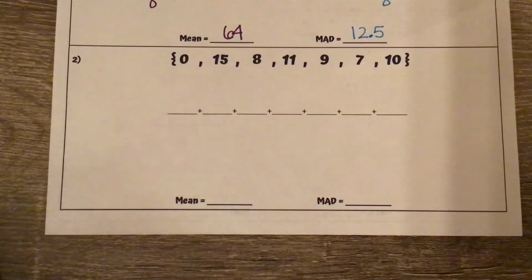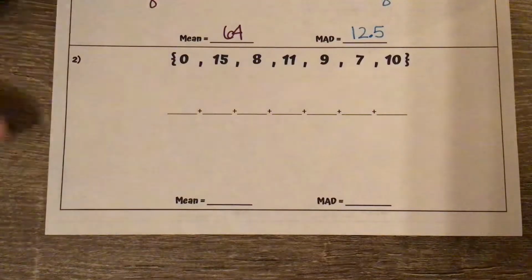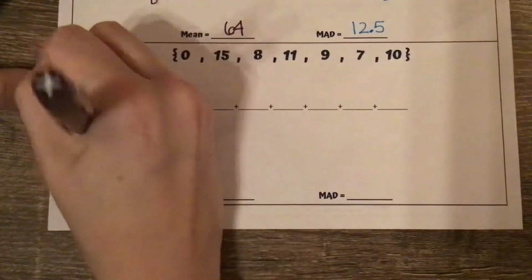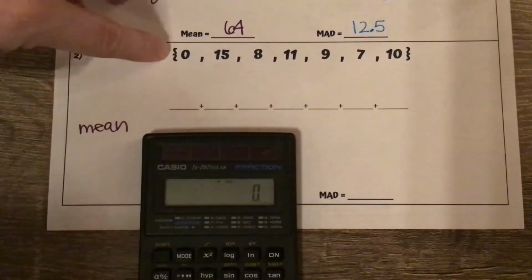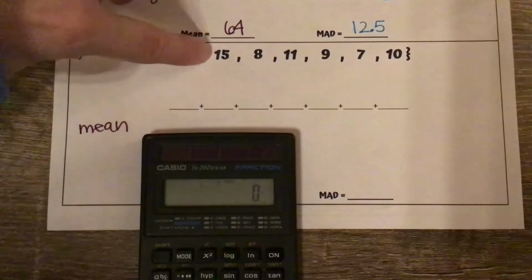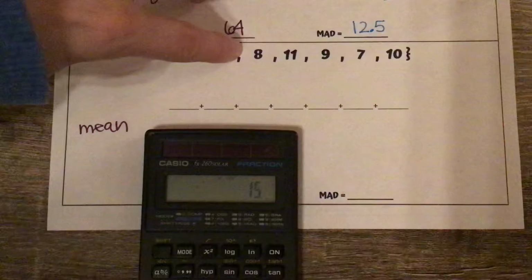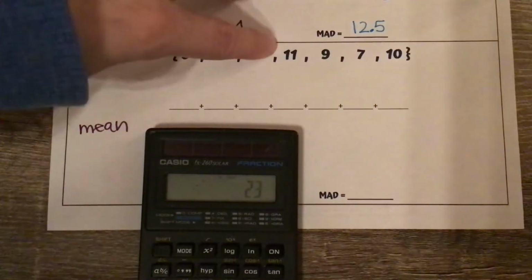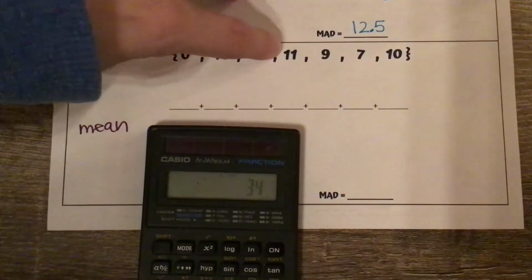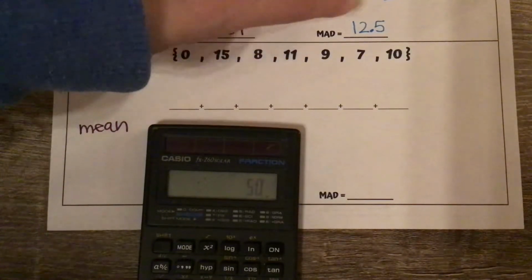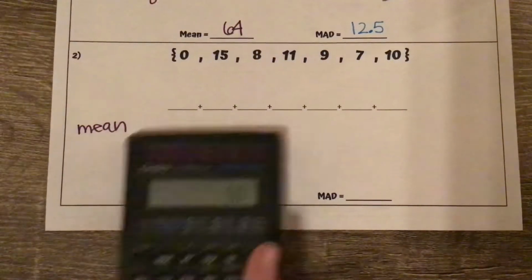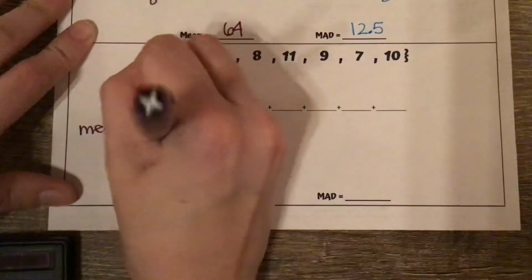Let's look at the next one. So again, to find the MAD, mean absolute deviation, we need the mean first. So I'm going to add these guys up. 0 is included, so 0 plus 15 plus 8 plus 11 plus 9 plus 7 plus 10, which equals 60.